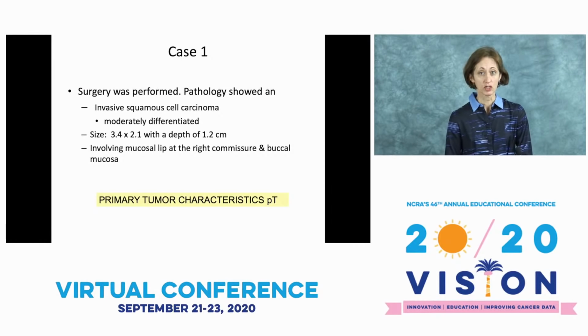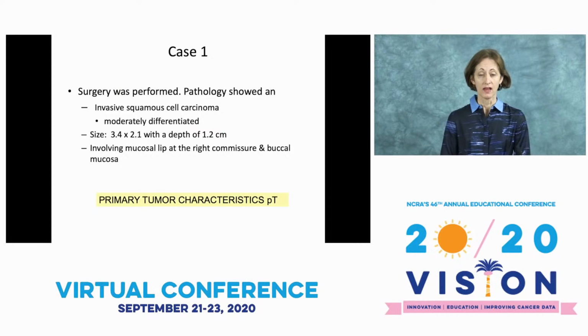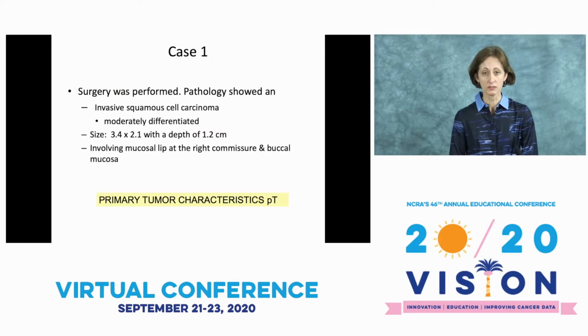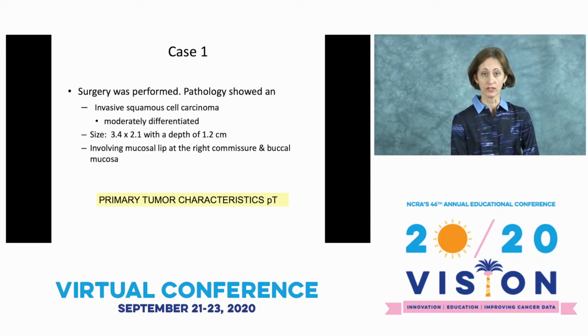So this patient underwent surgery, and the pathology confirmed it's an invasive squamous cell carcinoma. It was moderately differentiated, and the size was 3.4 by 2.1 with a depth of 1.2 centimeters. It did involve the mucosal lip, designated as the right commissure, so not specifically upper or lower, and it extended to the buccal mucosa. So this information is critical as we do the pathologic staging, and here it is for the primary tumor characteristics.